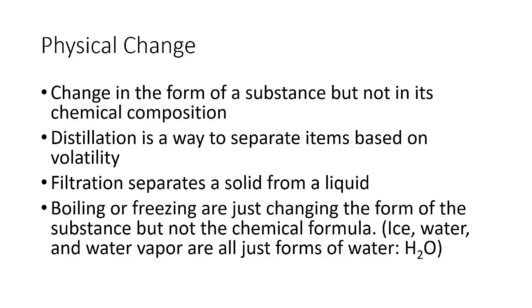So after thinking about the definitions for mass and matter and weight, we wanted to look at physical properties and chemical properties. So remember, a physical property is any property that you can determine without doing a chemical reaction. Whereas a chemical property, you have to do a chemical reaction to determine.